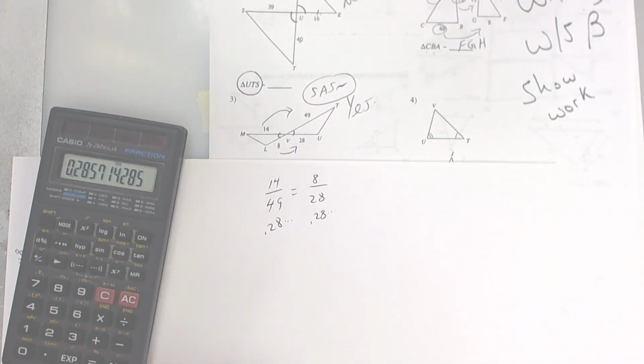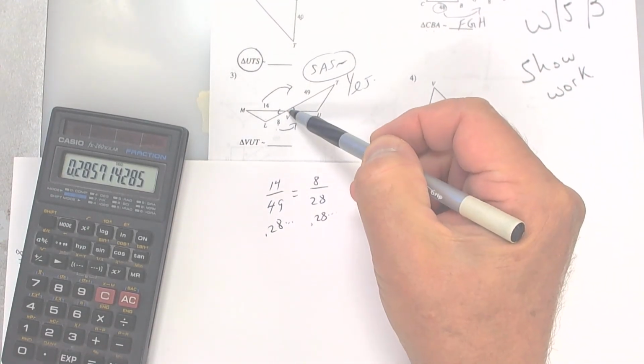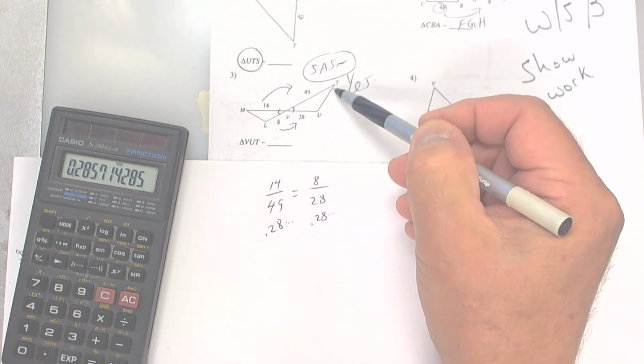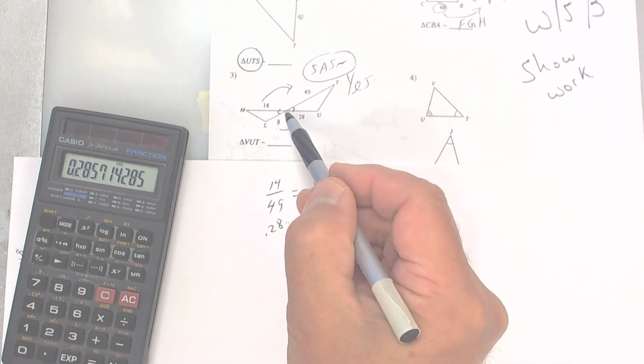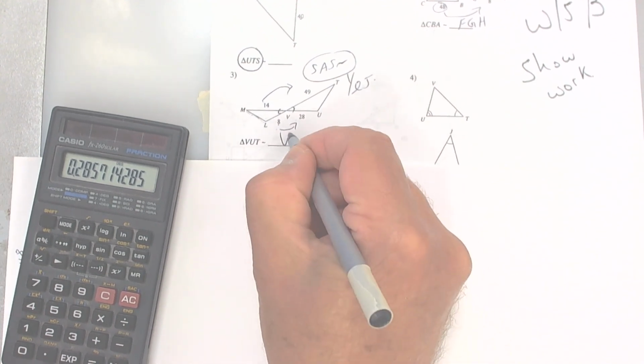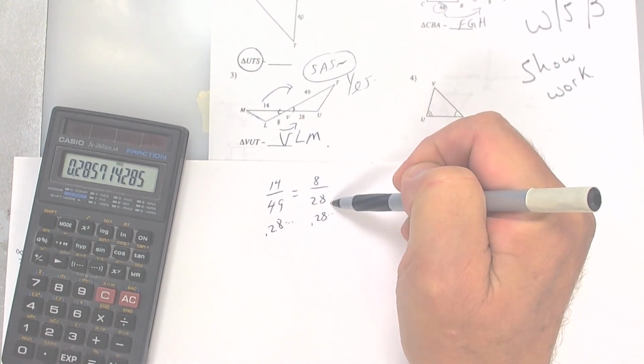Now watch the pattern. The pattern is VUT, so VUT. So it goes along the short one and then curves up. So go along the short one and curve up. So it's got to be VLM. Try to make sure you get the pattern right and make sure you show some work.